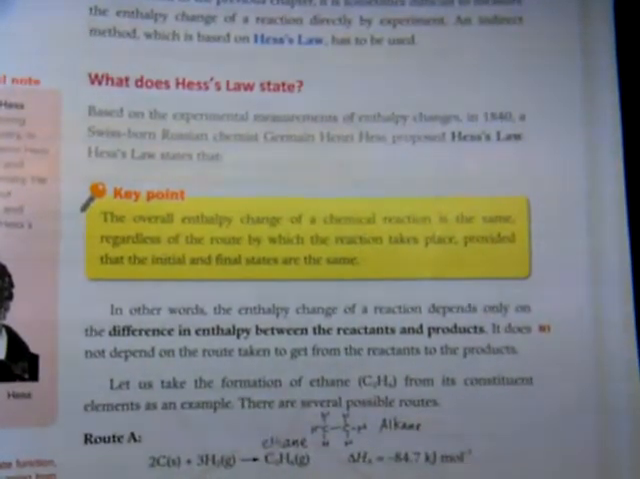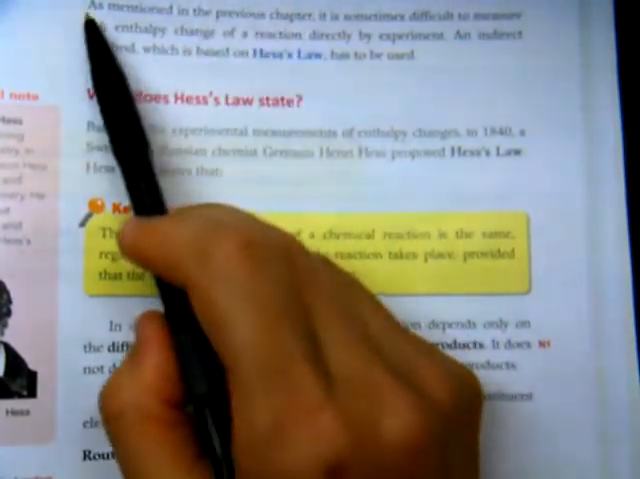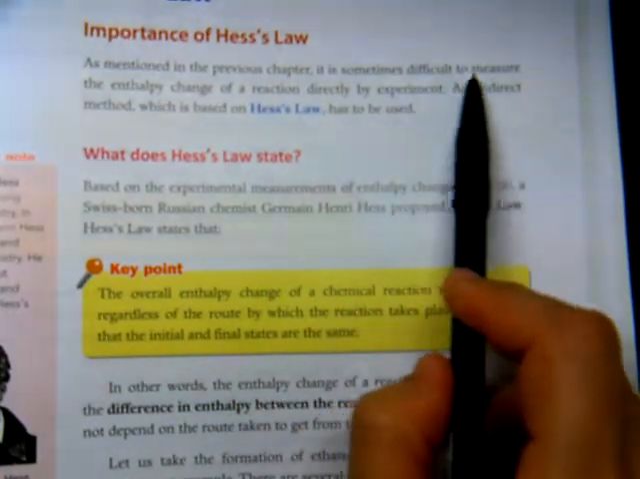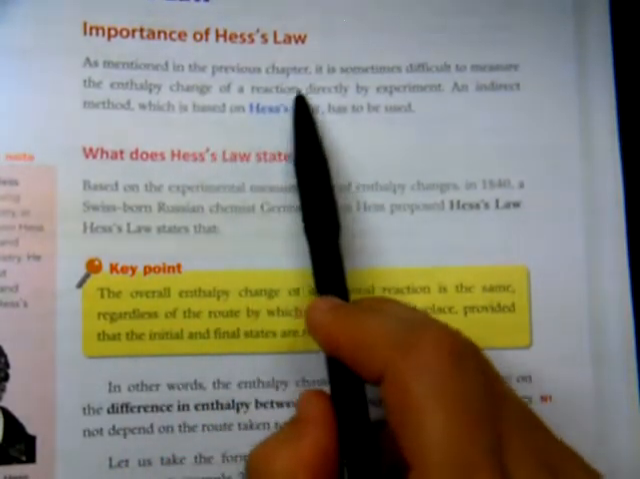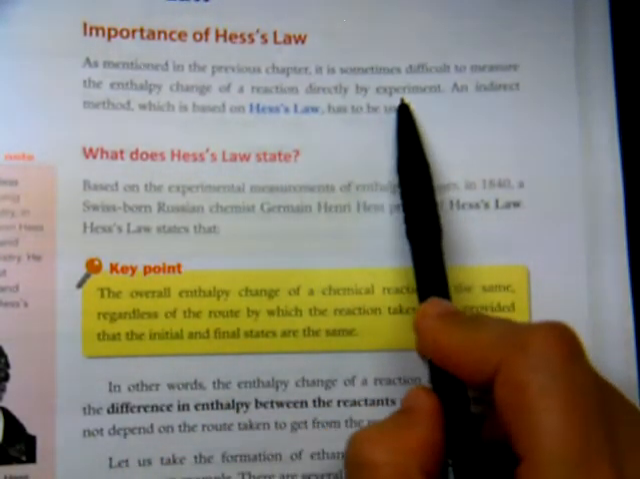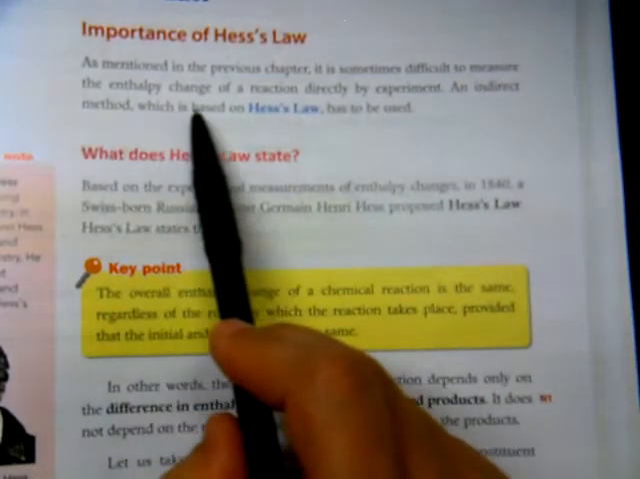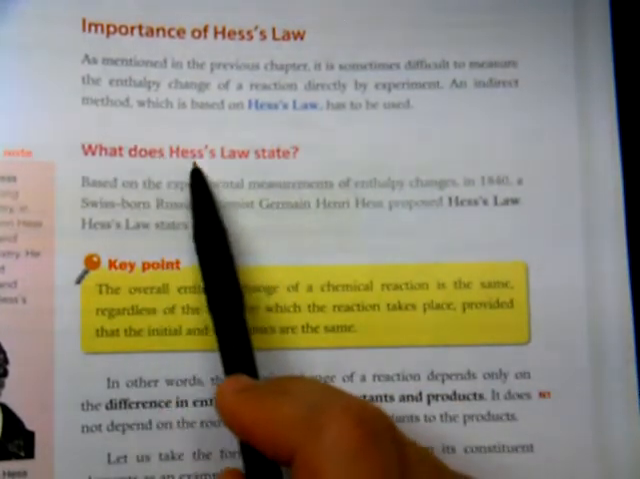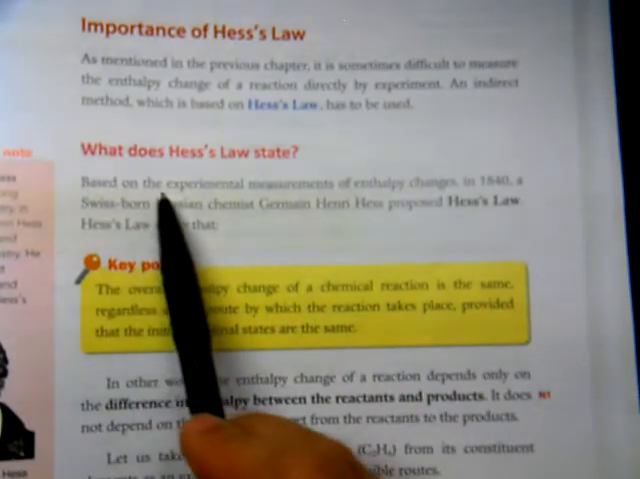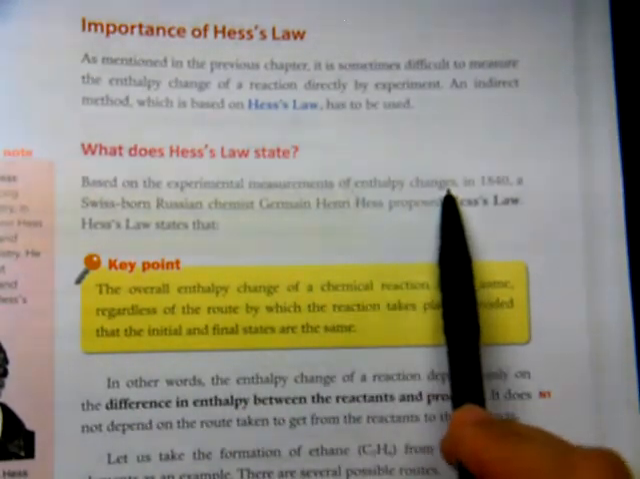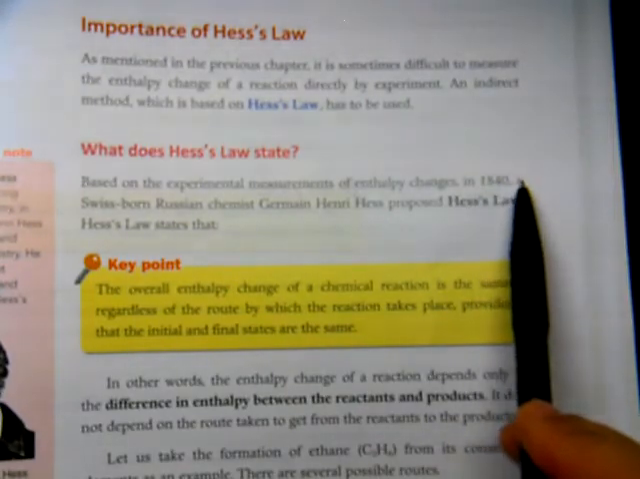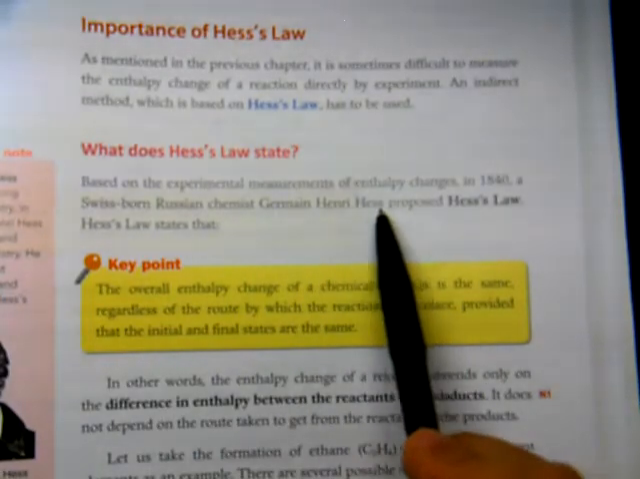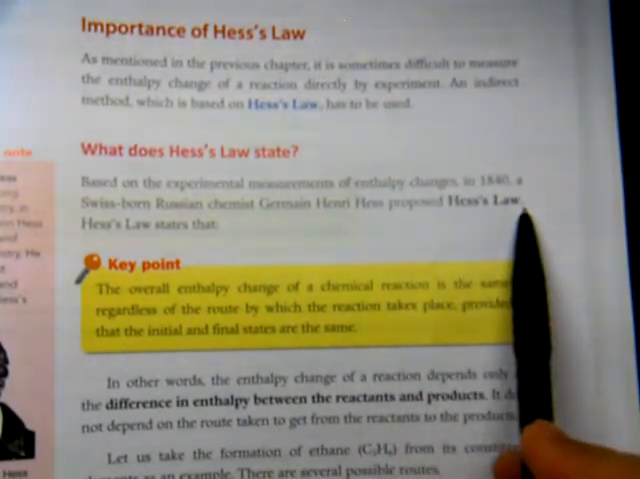So let's go through this page. Importance of Hess's law. As mentioned in the previous chapter, it is sometimes difficult to measure the enthalpy change of a reaction directly by experiment. An indirect method which is based on Hess's law has to be used. What does Hess's law state? Based on the experimental measurements of enthalpy changes, in 1840, a Swiss-born Russian chemist, Germain Henri Hess, proposed Hess's law.